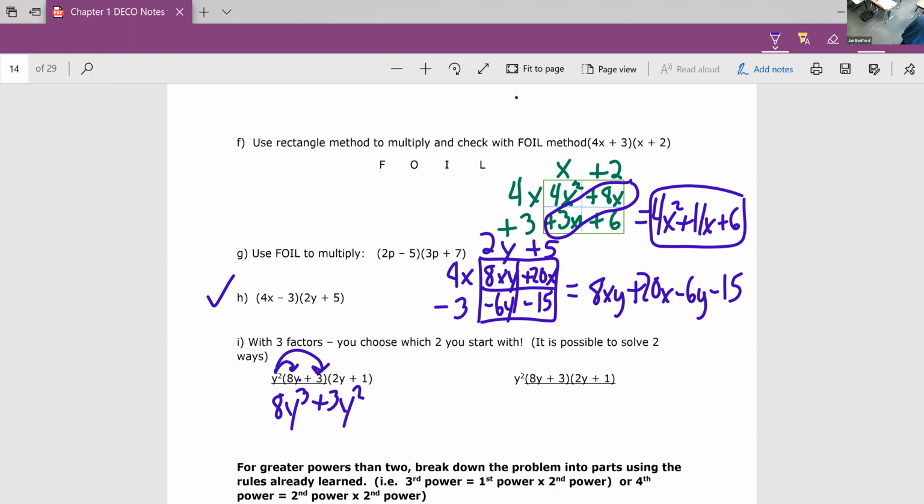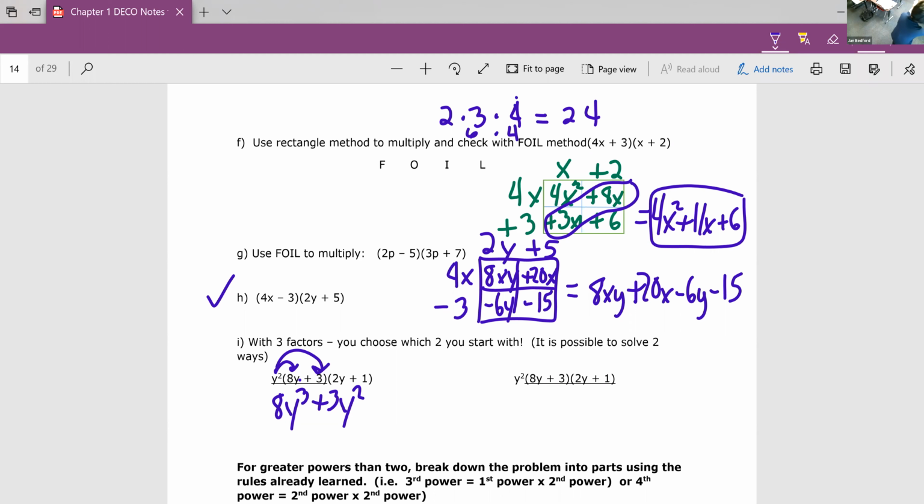I don't distribute through both of these parentheses. It's sort of like if I had 2 times 3 times 4. What does that equal? What do you think that equals? 24, because 2 times 3 is 6, and 6 times 4 is 24. I don't multiply 2 times 3 and then multiply 2 times 4 and then take those 2 numbers and multiply them together.